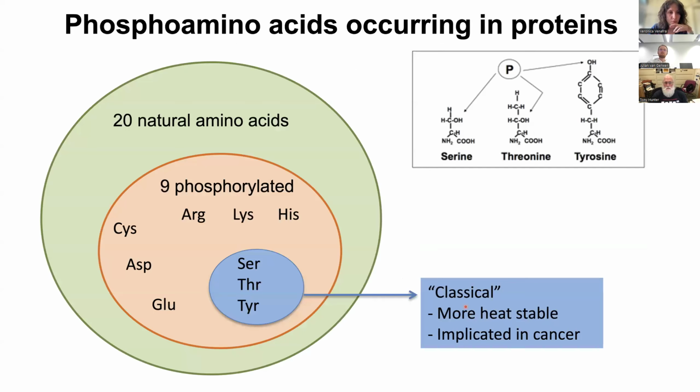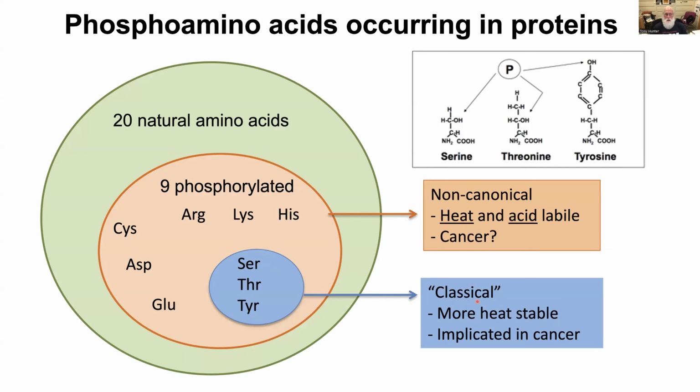So, as you all know, protein phosphorylation is a major cell regulatory mechanism, and much of what we know about phosphorylation is through our studies of serine, threonine, and tyrosine phosphorylation, so-called classical phosphorylation, which generates heat-stable linkages and is strongly implicated in disease, including cancer.